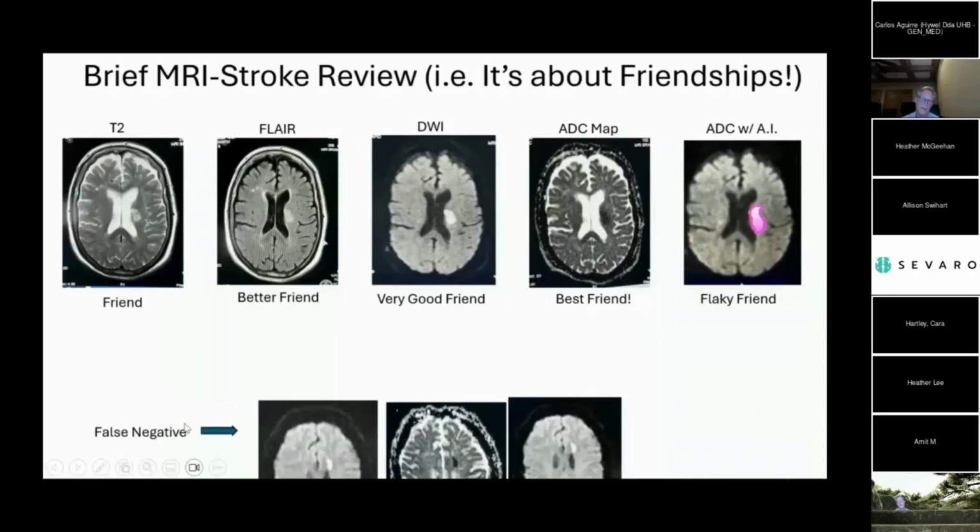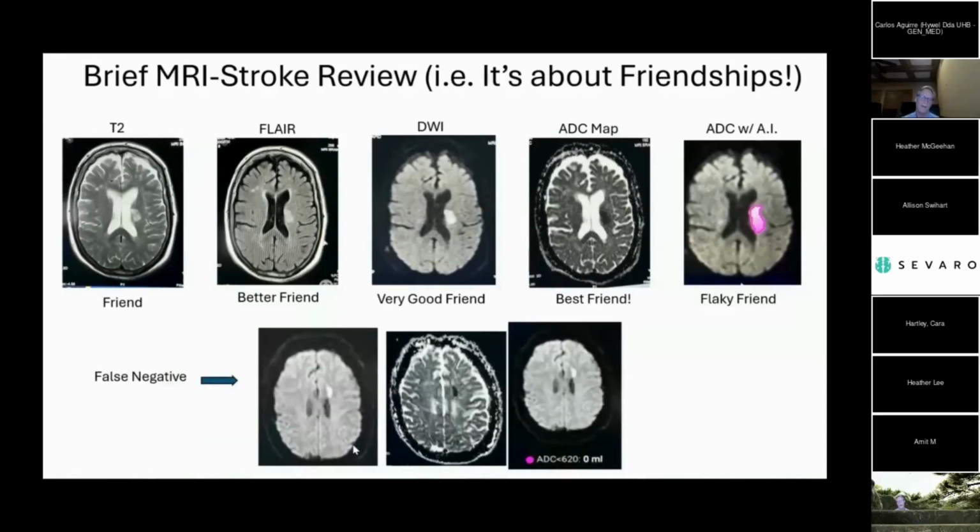You can also have false negatives. Again, this is bright here anterior to the frontal lobe on diffusion weighted imaging. It's dark on the ADC. This is clearly a stroke, but it is not colored magenta, so AI missed it in this case. Again, my point is AI is awesome, but read the exam yourself and let AI help you. Don't let it read the exam for you.